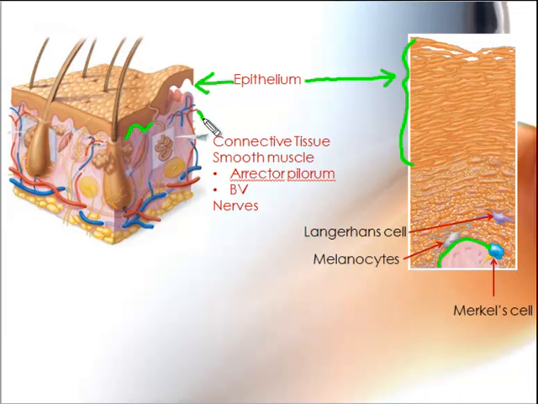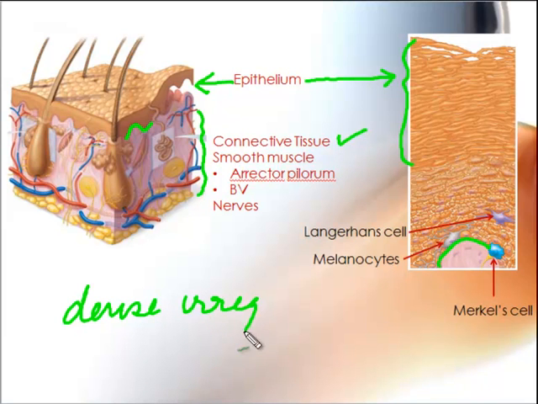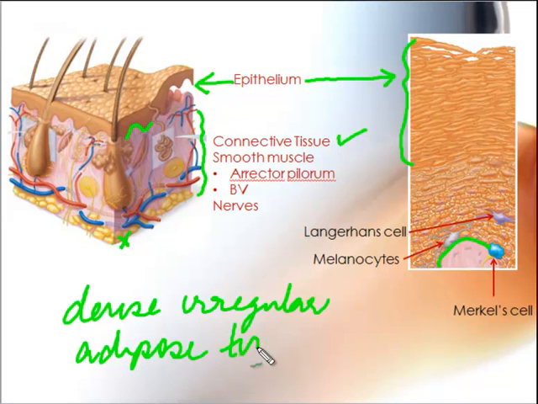This part here is known as the dermis, and this dermis contains connective tissue, which is dense, irregular connective tissue. Below the dermis, you also have this part here, which is adipose tissue, which is loose connective tissue. So you can see you have two types of connective tissue in skin.